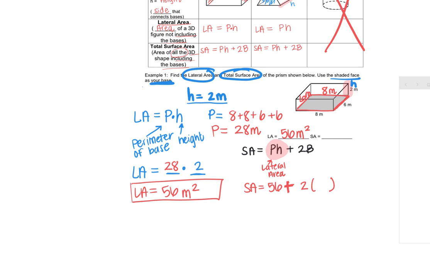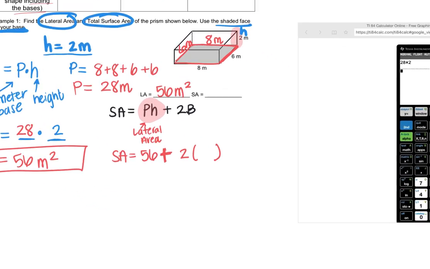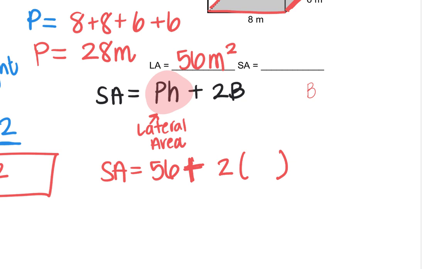I do know that in my definition, B says area of base. So I'm going to write B equals the area of the base. The base is a square, okay? So if I'm looking for the area of the square, I do length times width. So big B equals whatever the multiplication of length times width is. So my length, I'll say it's 8. My width, I'm going to say is 6. So I'm going to do 8 times 6. And that's going to give me my big B, okay?